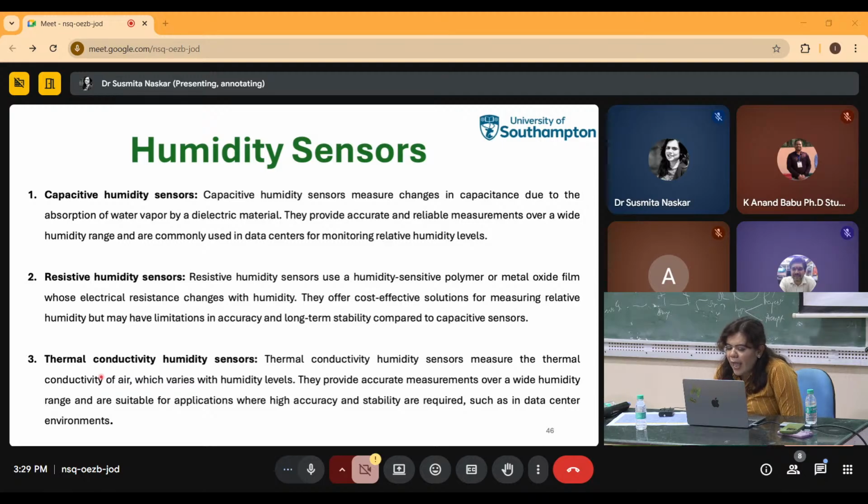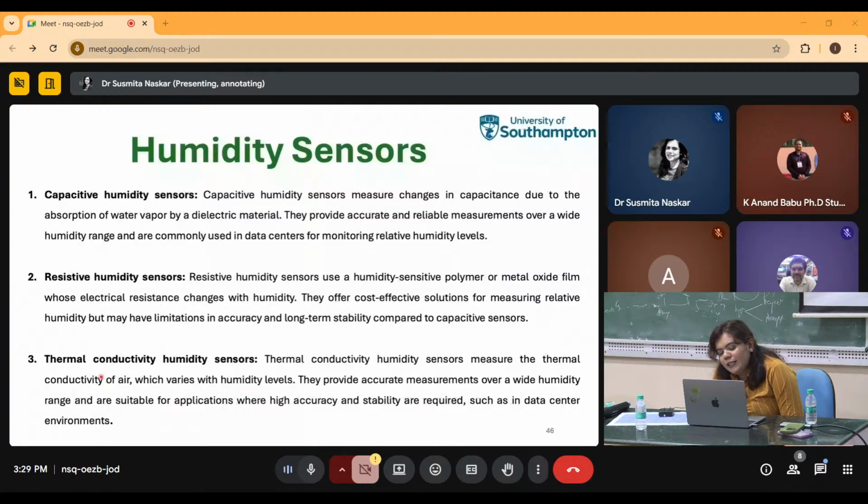They also provide very accurate, very precise measurement over a wide range, making them very suitable for environments where high precision and stability are very important. Each of these humidity sensors, again, has its own strengths and its own weaknesses.